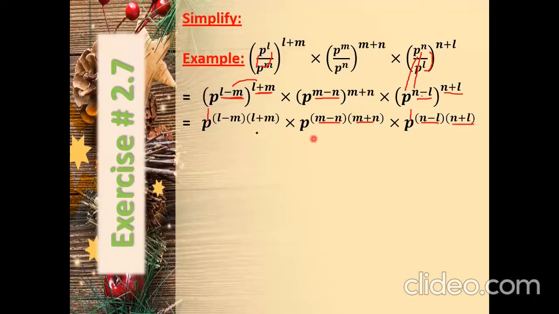Now, as you can see here, what you have here is (L minus M)(L plus M), (M minus N)(M plus N), (N minus L)(N plus L). So here you can apply a formula, which is a square minus b square is equal to (a minus b)(a plus b). Understand? Clear? Now, here this will be your term a and this is term b, this will be term a and this is term b.